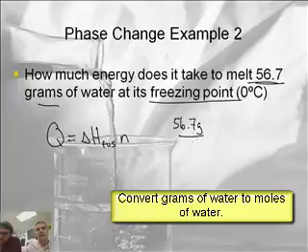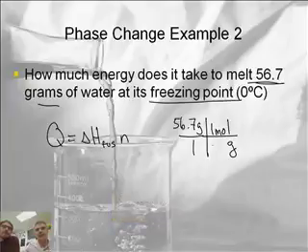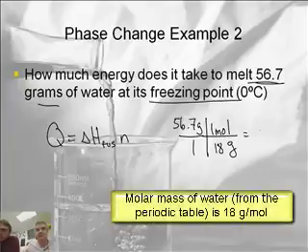56.7 grams over 1, and this is water, so I'm going to say grams to 1 mole. This is just the molar mass. It's water, H2O, so that's 18 grams in a mole. So how many moles do I have? That's 3.15 moles.